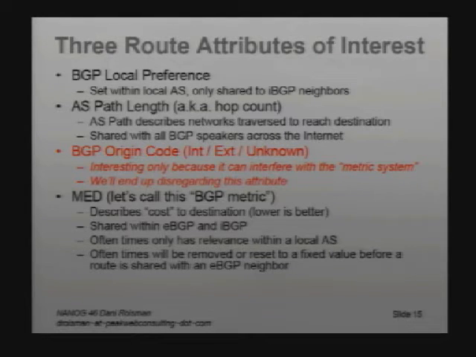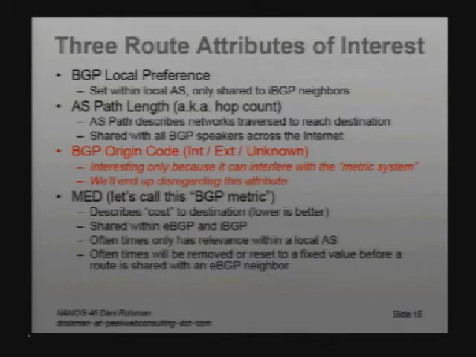There's this thing called BGP origin code, which can have 3 possible values: interior, exterior, or unknown. It's only really interesting because it actually interferes with this metric system. We're going to actually disregard the attribute later on. We don't use it. It's not very widely used. I haven't found it to be reliable or meaningful. My apologies to the architects of BGP.